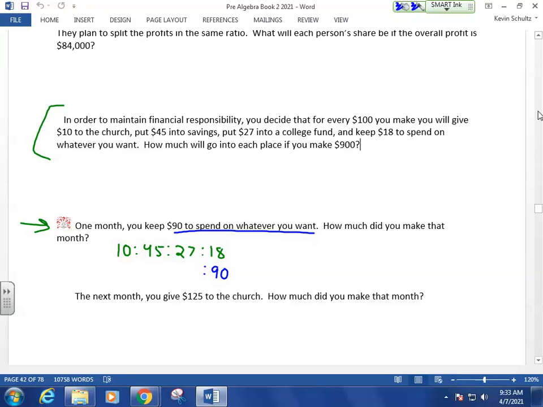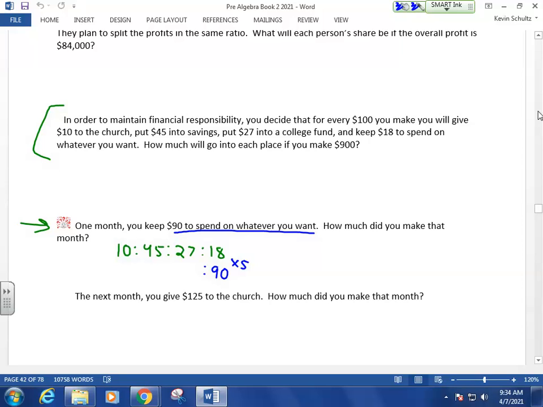And the question is, how much did you make that month? Well, if for every $100 you put 18 into spending on whatever you want, but this month you put 90, how can we answer that question of how much we made in all? What's the scale factor between 18 and 90? 5, right? So you essentially put 5 times as much into the whatever you want portion.